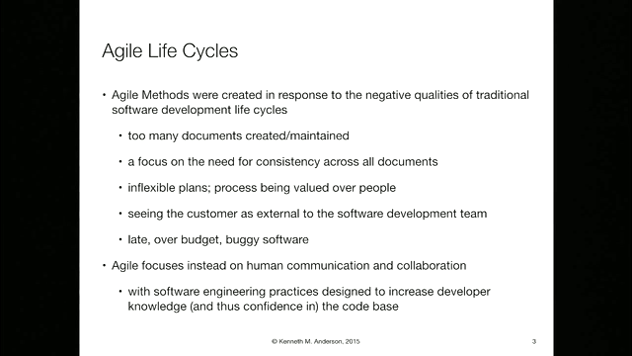Okay, so Agile life cycles are a response to the sort of negative qualities of traditional software development life cycles, and to be quite honest, the negative qualities of the waterfall software life cycle. In those life cycles, there seems to be a focus on creating too many documents and maintaining those documents, a focus on the need for consistency across all documents, having inflexible plans, so creating a plan up front and then having this burning desire to just stick to the plan, even though down the line it seems just definitely not appropriate for what's happening then.